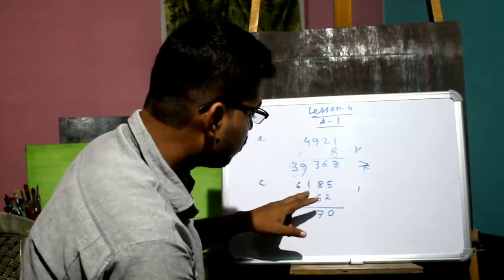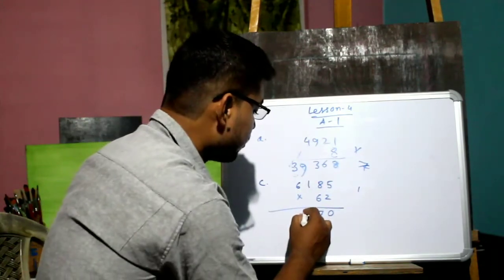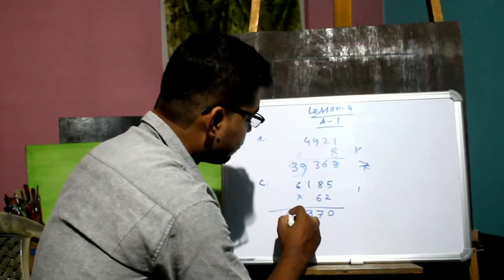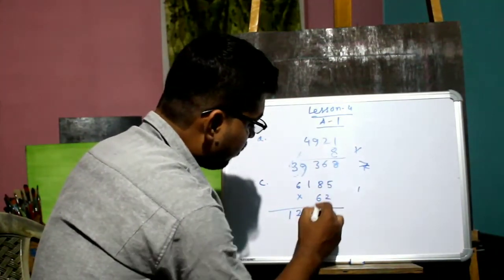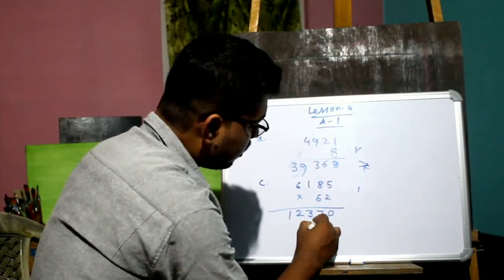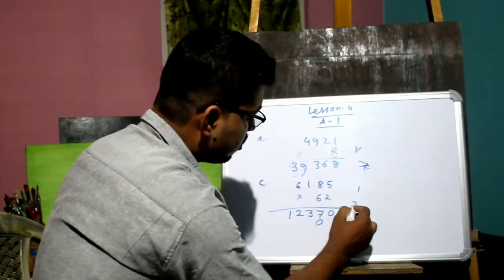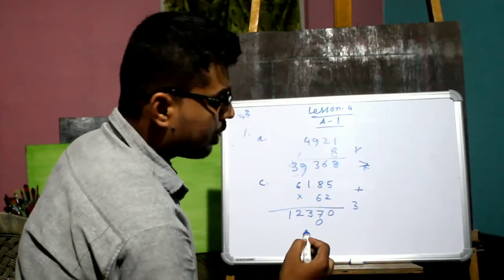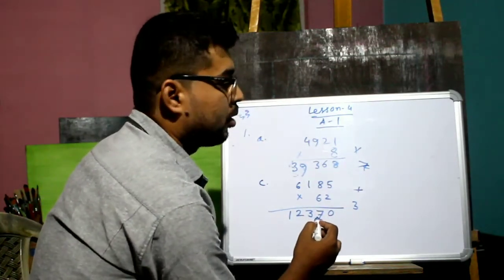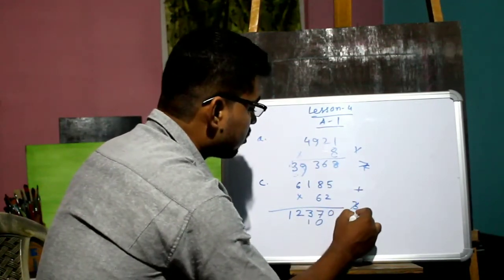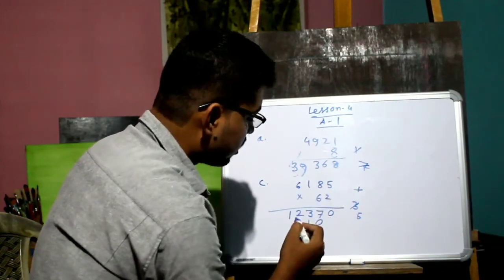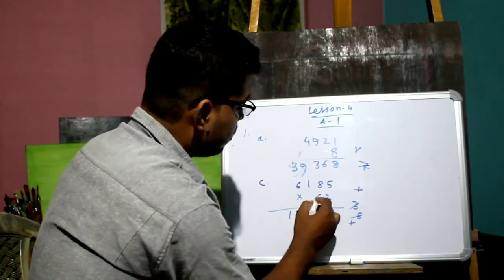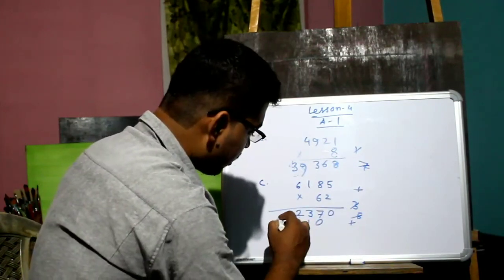2 into 1, 2. 2 plus 1, 3. 2 into 6, 12. 6 into 5, 30. 0 here, 3 gone. 6 into 8, 48. 48 plus 3, 51. 1 is here, 5 is gone. 6 into 1, 6. 6 plus 5, 11. 1 here, 1 gone. 6 into 6, 36. 36 plus 1, 37.